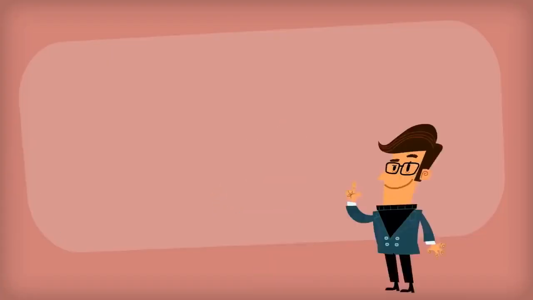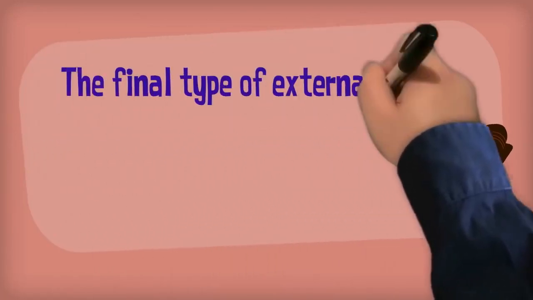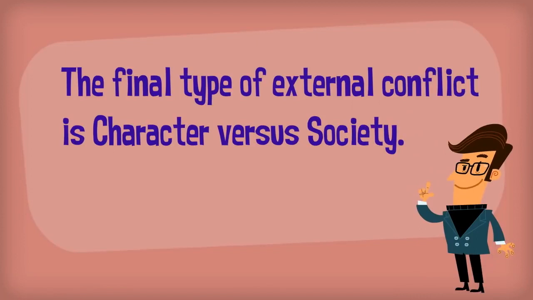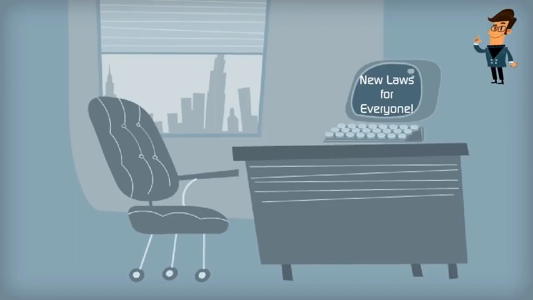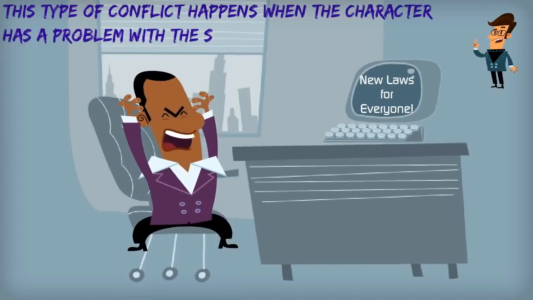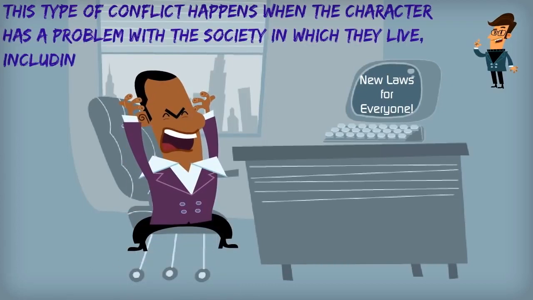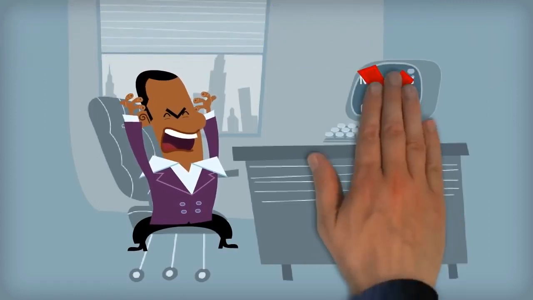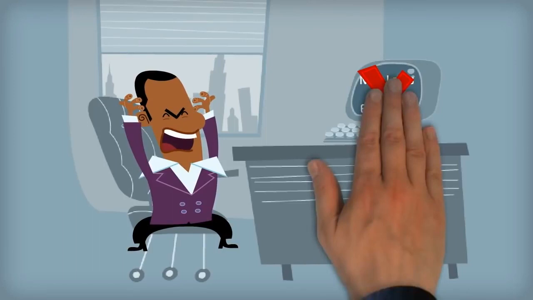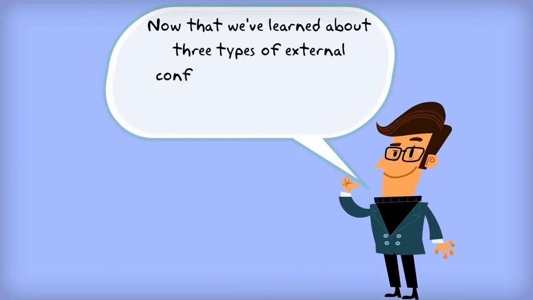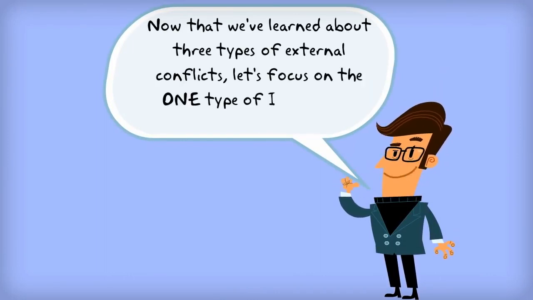Last conflict is definitely the hardest conflict to find, and that's character versus society. And this is the kind of conflict where you have a character going against a rule or a law or some sort of belief that's definitely not an okay belief. The character is fighting against society. While there are three types of external conflicts, there is only one type of internal conflict.